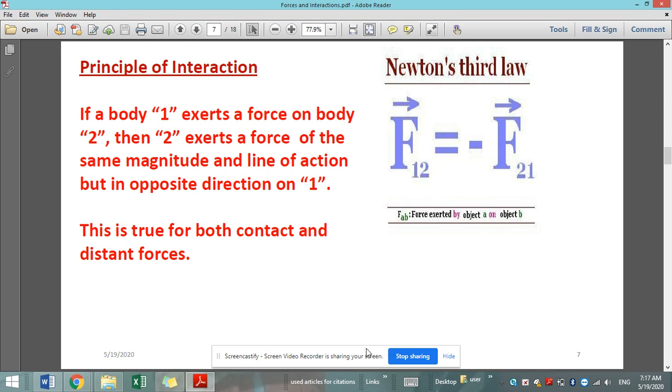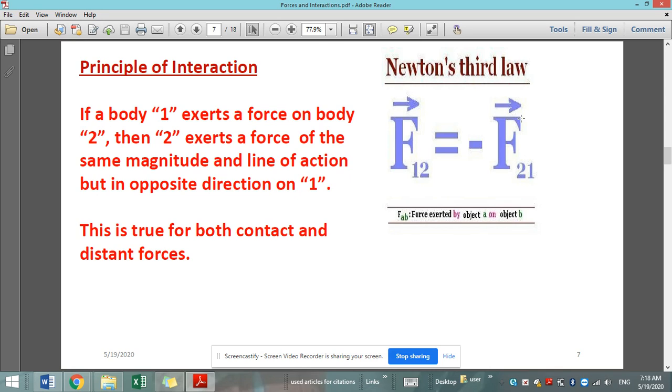The principle of interaction, this is another idea here. If a body 1 exerts a force on body 2, then 2 exerts a force of the same magnitude and line of action but in opposite direction on 1. This is true for both contact and distant forces, and this is actually Newton's third law, which is expressed as F vector 1 on 2 is equal to minus F vector 2 on 1.